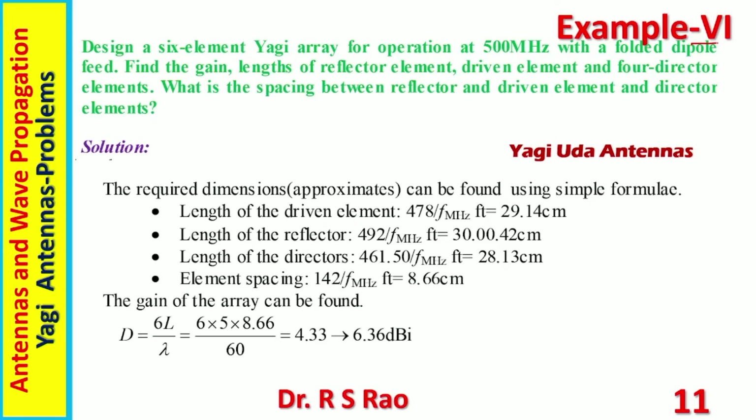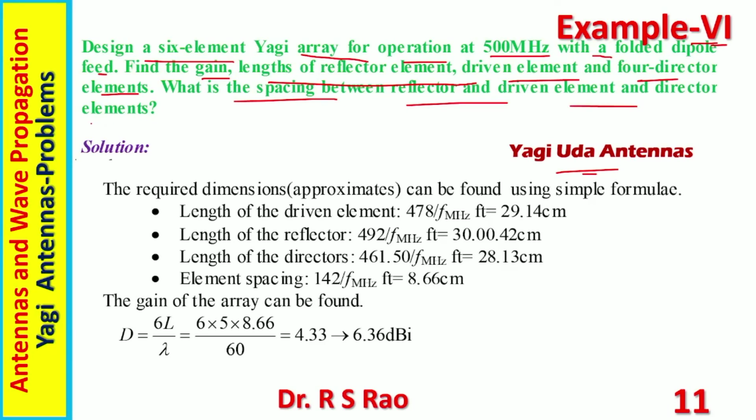Another problem, example 6. This is also on Yagi arrays. Design a 6-element Yagi array for operation at 500 megahertz with a folded dipole feed. Find the gain, lengths of reflector element, driven element, 4 director elements. What is the spacing between reflector and driven element and director elements? Solution. Required dimensions can be found using the formulas.